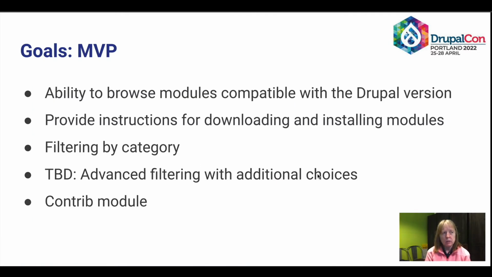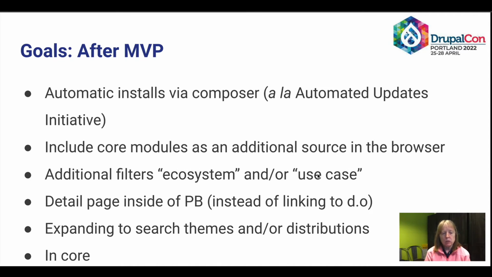The MVP goals are the ability to browse modules compatible with the Drupal version your site is using, to provide instructions for downloading and installing modules, initially to filter by category, possibly adding advanced filtering, and it will be a contrib module. After MVP, the goals are to do automatic installs via Composer using the Automated Updates initiative, to include core modules in the browser results, to add additional filters such as ecosystem and/or use case, to have the detailed pages be within the project browser instead of linking out to Drupal.org, and to expand to search themes and/or distributions, and to be a core module.